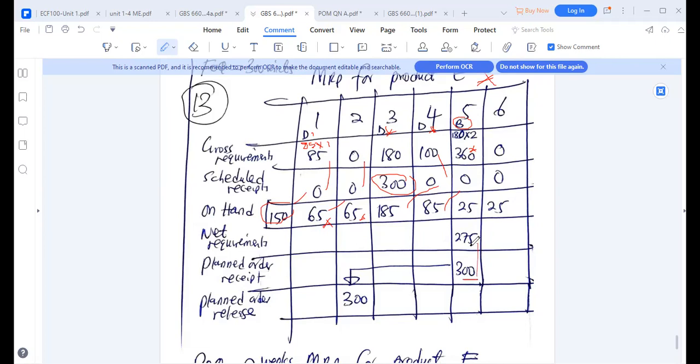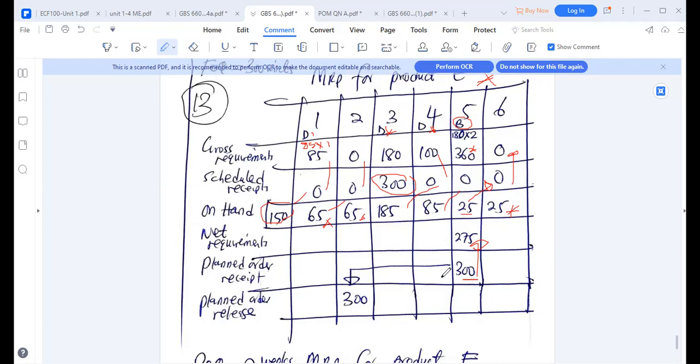So we can now sort out this issue. Okay, we sort out the requirements, and now we're going to remain with an on hand of 25. Of course, there was an order receipt of 300. So in the period when you have the net requirements, this is the period that you need the order receipt. So order receipt is 300. This 300 is what we use to sort out the requirement of 275, remaining on hand of 25.